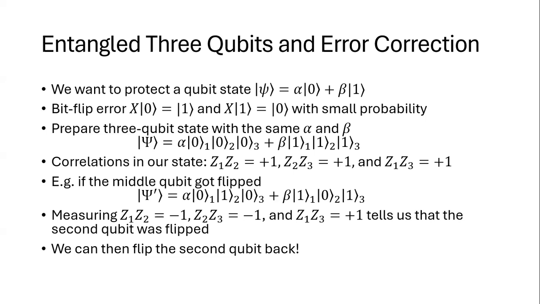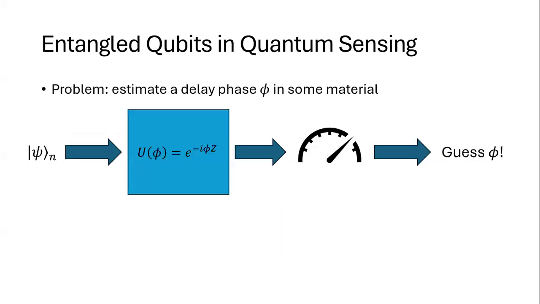And one last example before we move forward. I also want to mention quantum sensing. Here the idea is different from error correction. The goal is that, let's say you have some parameter that you care about. In this case, here in blue, you have some material, for instance. Once you pass a laser or some photons through it, it will accumulate a delay phase, a delay phase phi, let's say, that you care about measuring in some material.